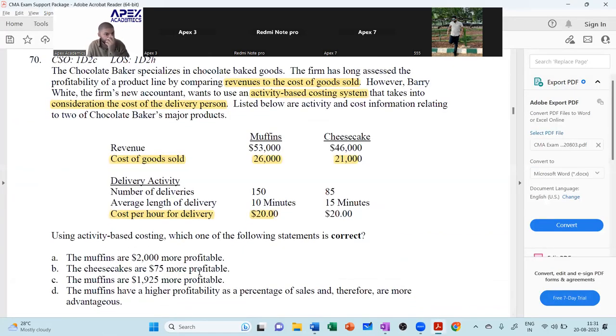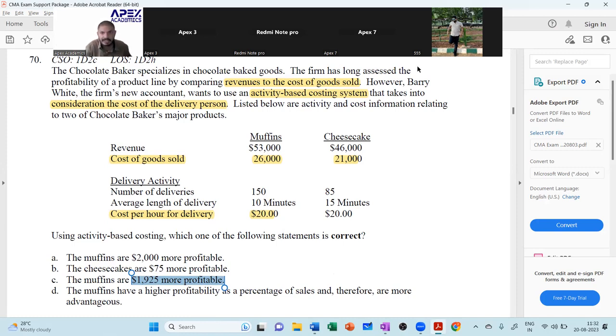The muffins are 2,000 more profitable. This is a wrong statement. Incorrect statement. Cheesecakes are $75 more profitable. Again, incorrect statement. Muffins are 1925 more profitable. Muffins have a higher profitability as a percentage of sales and therefore they are more advantageous. Learn to identify the bullshit when you see it. It's a bullshit statement given to confuse you. All you have to do is calculate the delivery cost, allocate it to muffin, allocate it to cheesecake, and that's the end of your job over here. That's the end of what is expected out of you in this particular question.